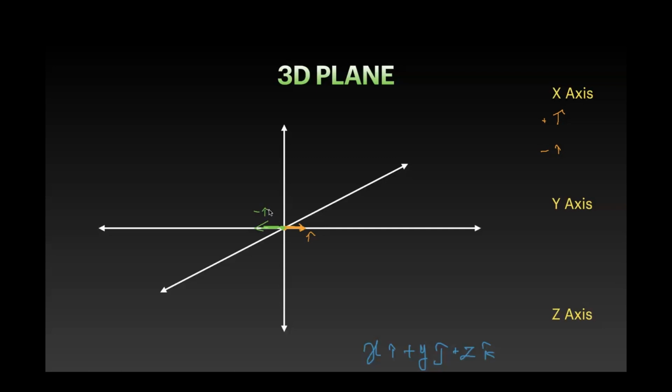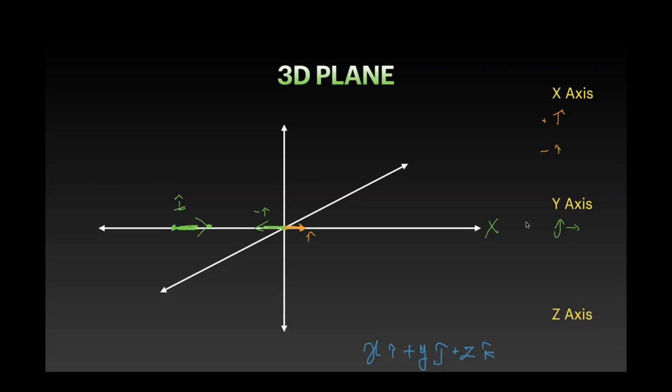Unit vector. What is a unit vector? A vector whose magnitude is 1 unit. That is a unit vector. Now, a unit vector in the positive x-axis is plus i cap. A unit vector in the negative x-axis is minus i cap. Now, assume you have one vector pointing in this direction. Is it i cap or minus i cap? This arrow mark points towards the positive x-axis. So this is i cap. Clear?